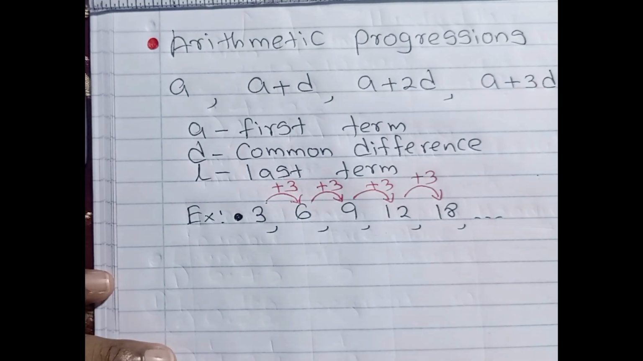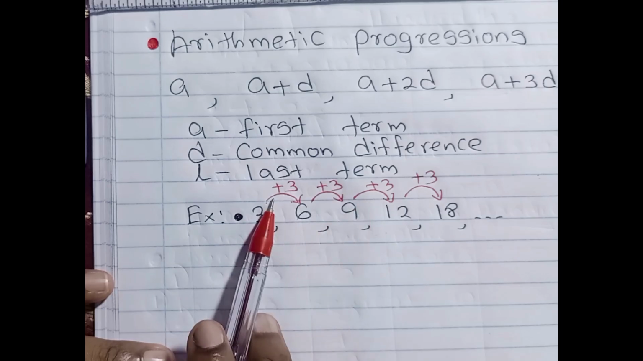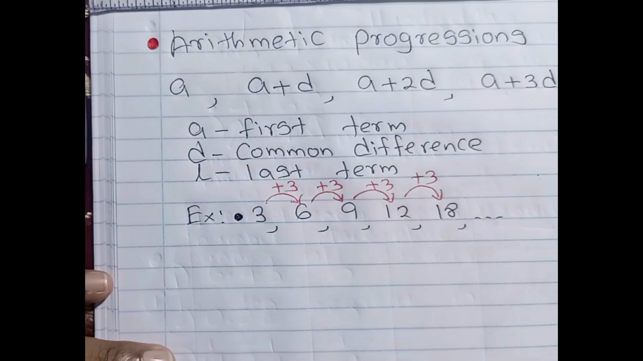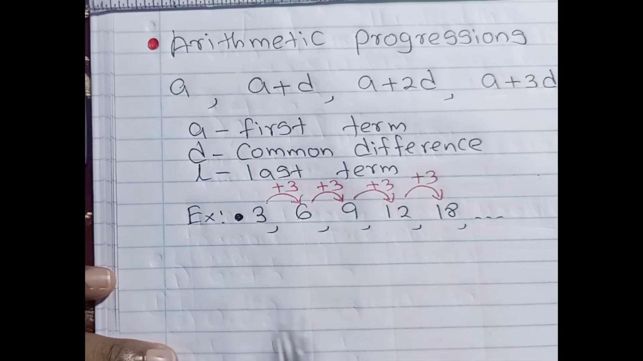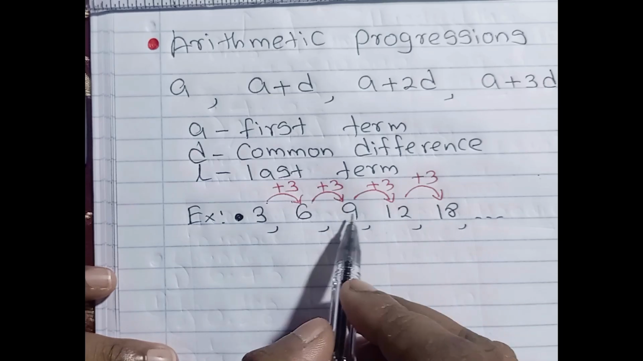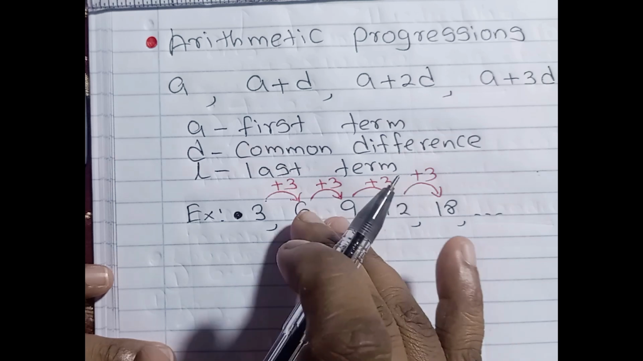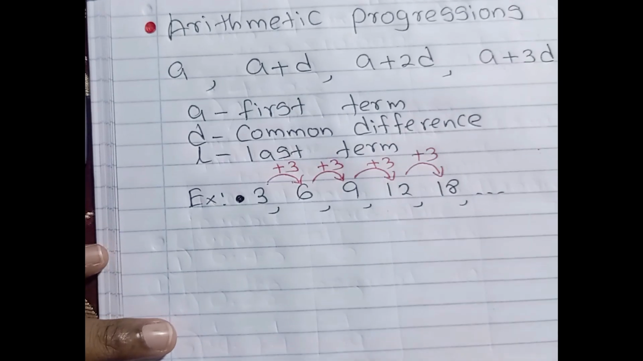You can see that the difference between two consecutive terms, all are the same values, all are constant values. So it is an increasing pattern, adding 3 for each and every term. This kind of progression is called an arithmetic progression. So you have to keep it in mind like this.